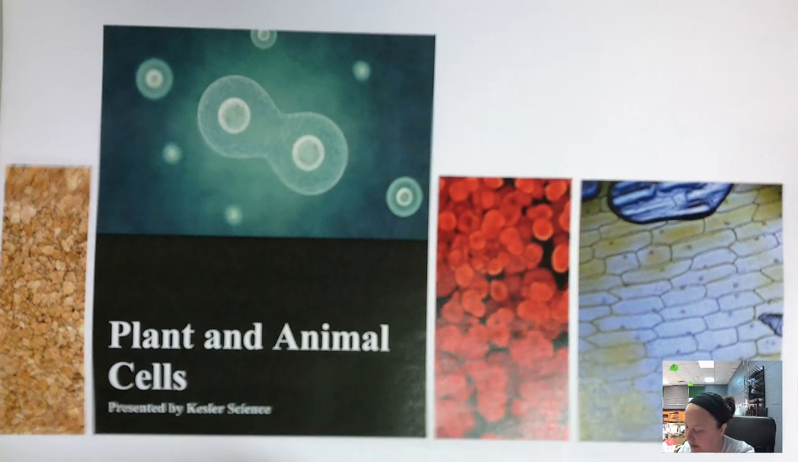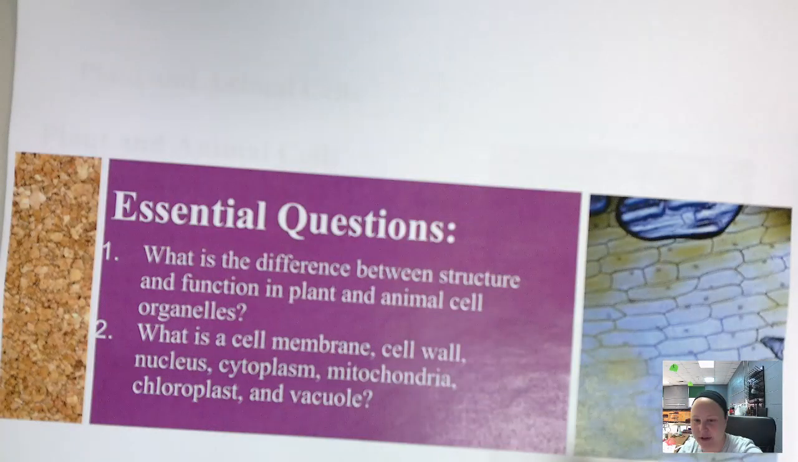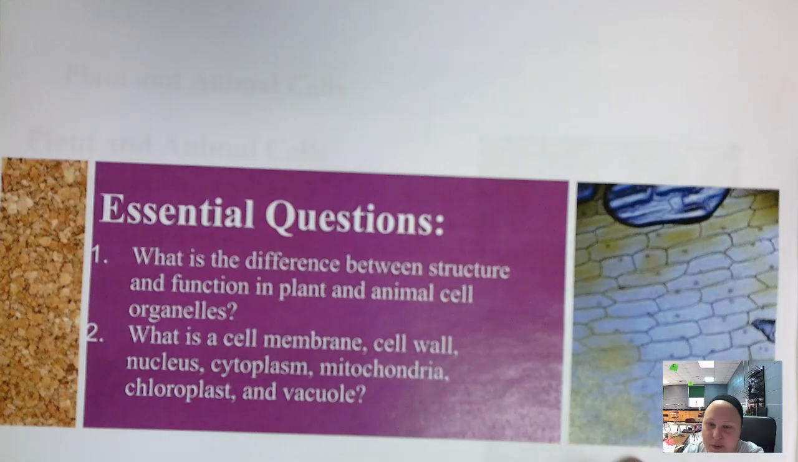But plant and animal cells, what we'll be looking at in this PowerPoint is what is the difference between the structure and function in plant and animal cell organelles. So plant and animal cells have some organelles that are the same and some that are different. If you want to think of the organelles in the cell, think of them about like our organs, how we have them to function. They have their organelles to function and to live and survive.